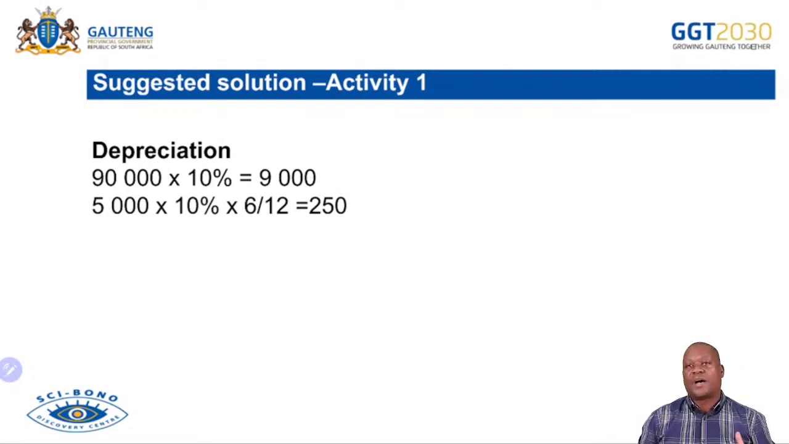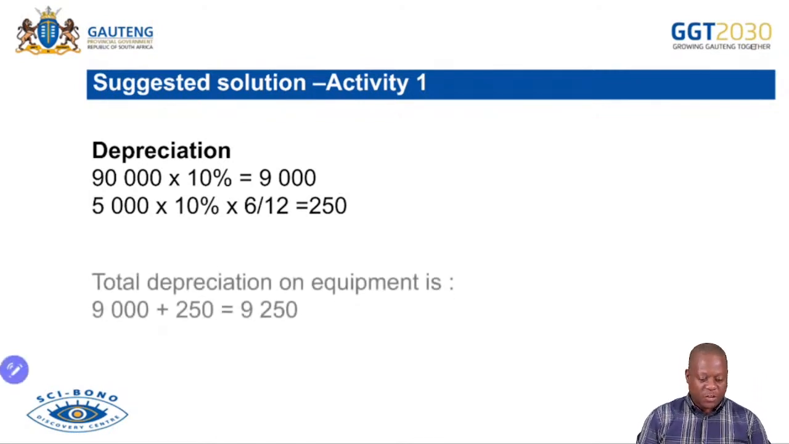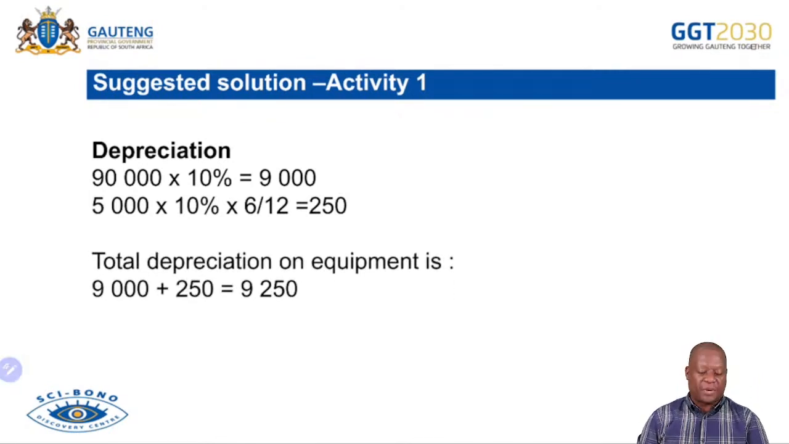So after that, we combine the 2 figures. So it is going to be the total depreciation of 9,000 plus 250 to give us 9,250. Did you get that one right, class of 2022? I trust you. Hope you got it right.